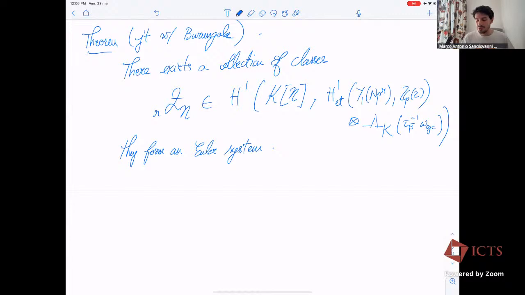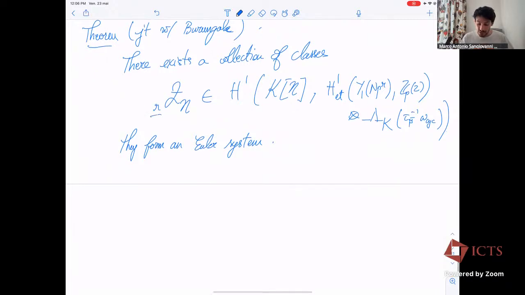So there is a precise relation between zeta of n and another prime. I won't say exactly what I mean by this, but it's an Euler system. And moreover, you see that this integer r is the level of the modular curve, and they're compatible under the levels.